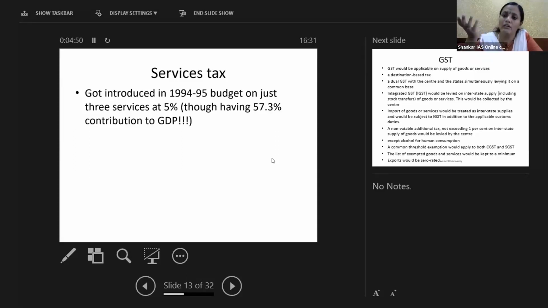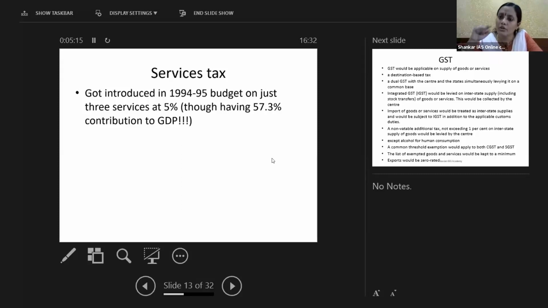But surprisingly, the services sector has been levied with a very low rate of taxation, around 5%, which started from 94-95. And the country had lots of difficulties in bringing this service tax into implementation, because identifying who is giving the services itself took a longer time for the country, right?